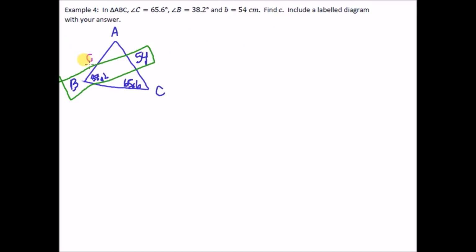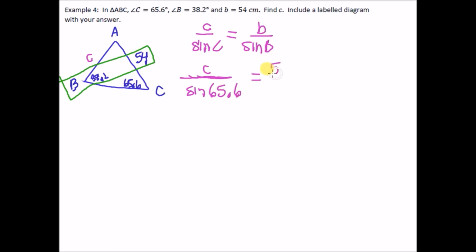So because we're looking for a side, let's put the side on top, C. So C over sine C equals, and then we're going to have B over sine B. Now let's just sub in. We don't know C, that's okay. Sine C is sine 65.6, equals, and then we have B, which is 54, over sine 38.2.